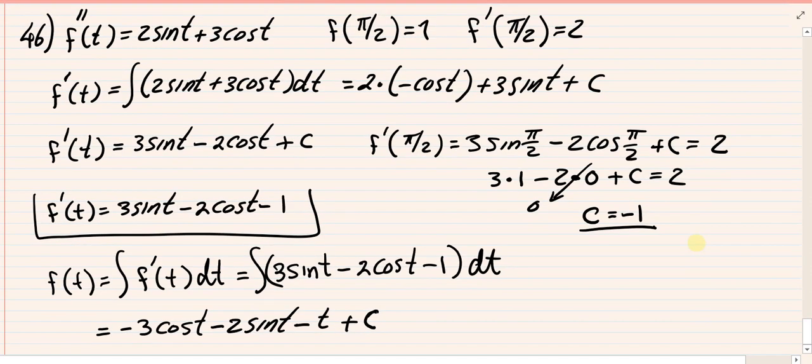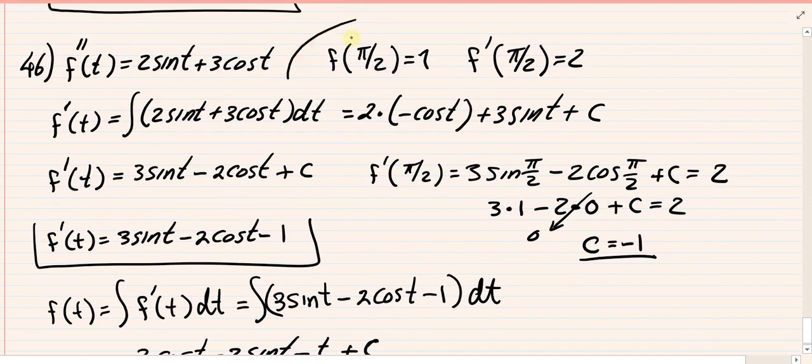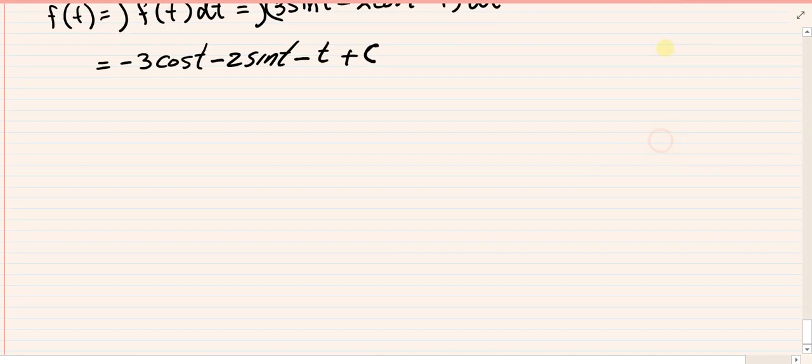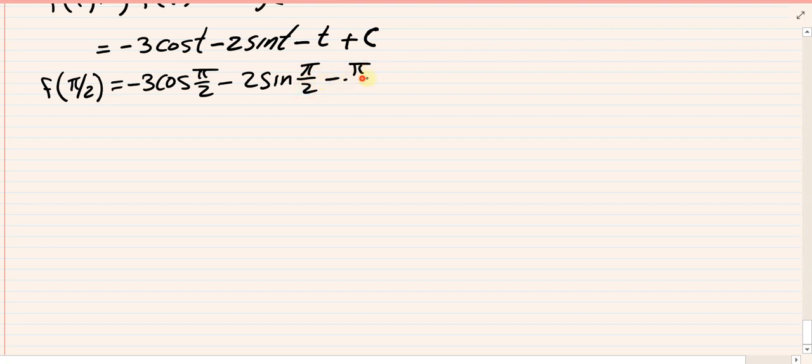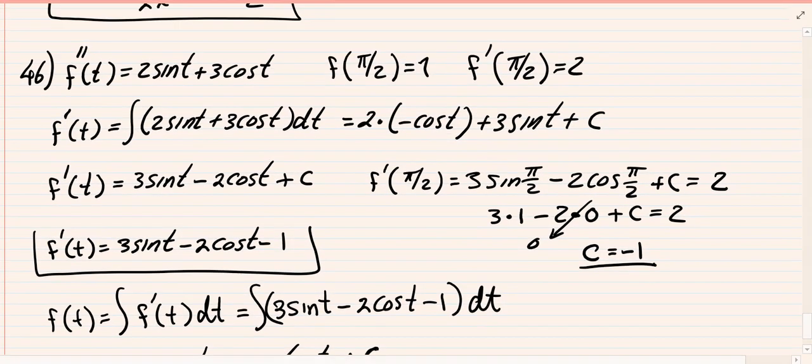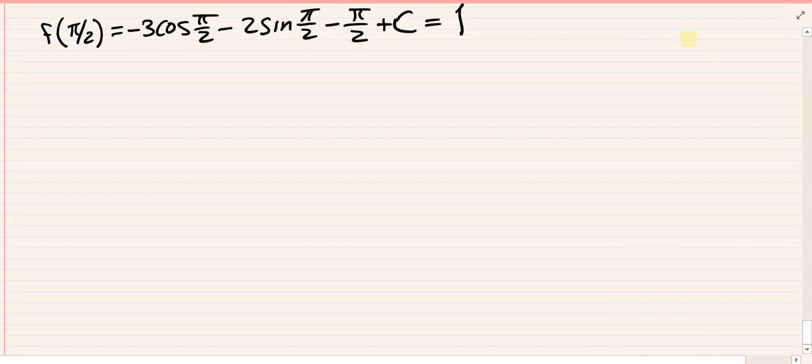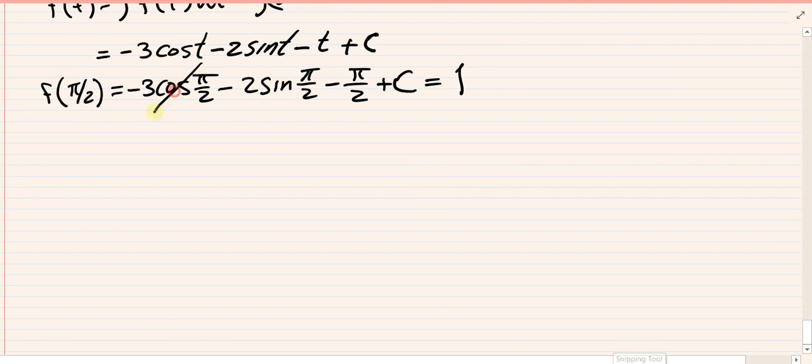And then our initial value condition was f at pi over 2 is going to be 1. f at pi over 2 is negative 3 cosine pi over 2 minus 2 sine of pi over 2 minus pi over 2 plus a constant, and that should be 1. Correct? Let's evaluate it. Again, cosine of 90 degrees is 0. Sine is 1. Minus 2, minus pi over 2, plus c is 1.